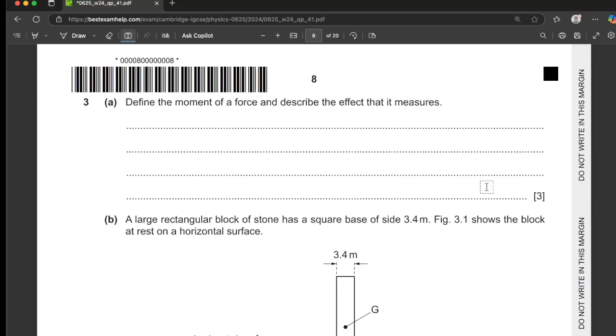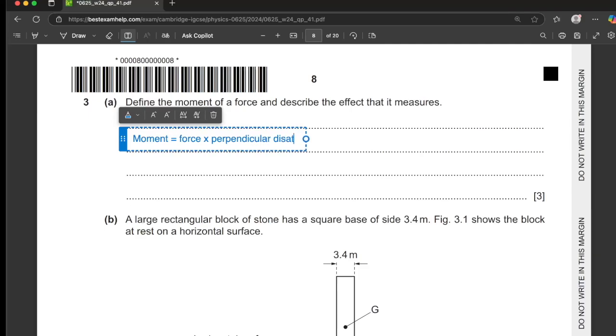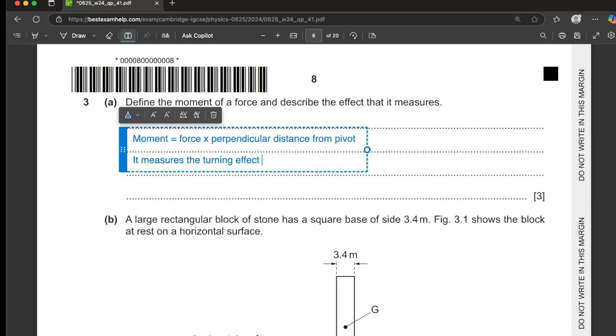3A, define the moment of a force and describe the effect that it measures. So for the definition, we can just write the equation, right? Force times perpendicular distance from the pivot. And what does it measure? Moment just measures the turning effect of a force.